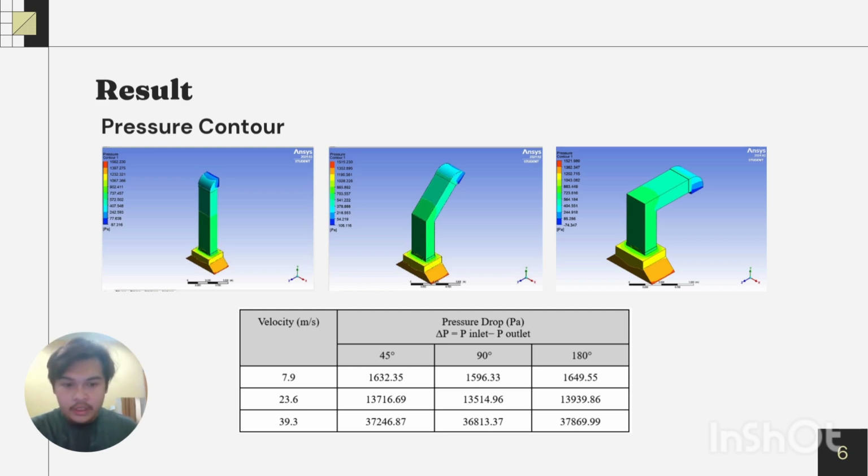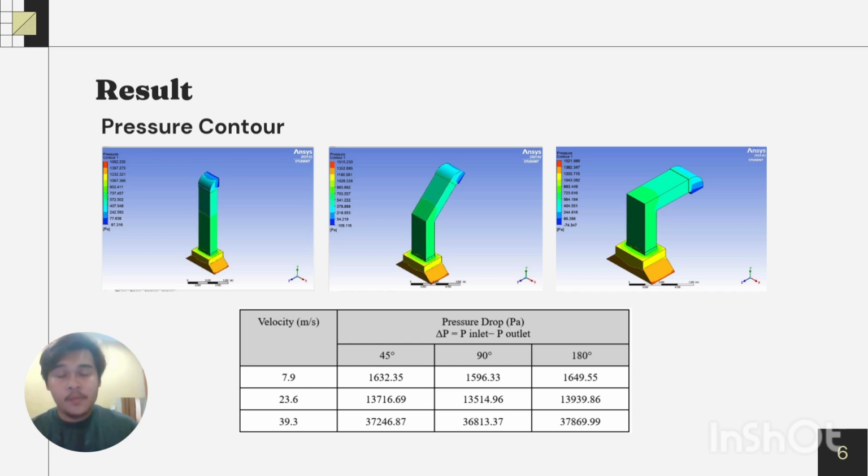So today I would like to explain briefly about our CFD project result regarding the project about the exhaust fans or air duct in the kitchen. Okay, so for the result, the first one, I would like to show the pressure control for this project.